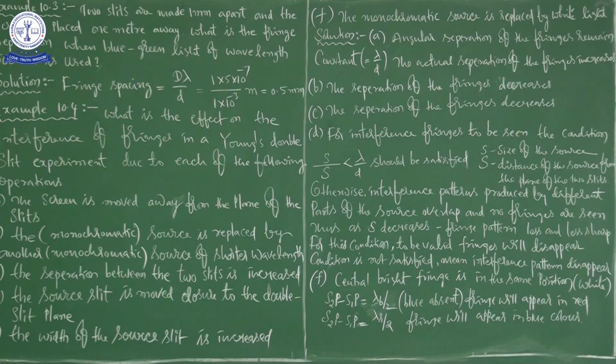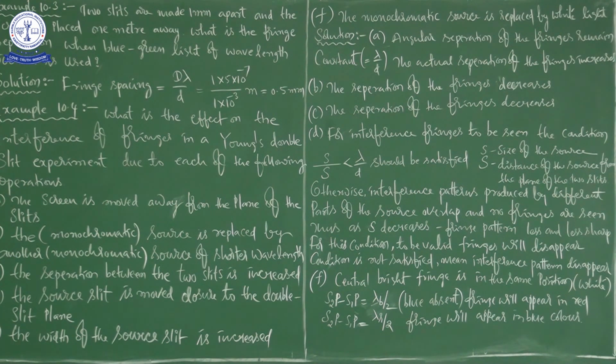Next, there are two things. One is S2P minus S1P is equal to lambda B by 2. The other is S2P minus S1P is equal to lambda R by 2. When S2P minus S1P is equal to lambda B by 2, blue is absent, then the fringe will appear in red color. Similarly, when S2P minus S1P is equal to lambda R by 2, red will be absent and the fringe will appear in blue color.